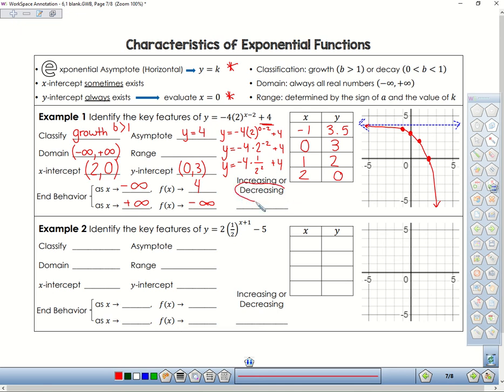Good, it's decreased, going down. And then the last thing we're going to talk about is the range. So the range of this graph. Well, this graph's range is up and down, all the y values this graph will take on.